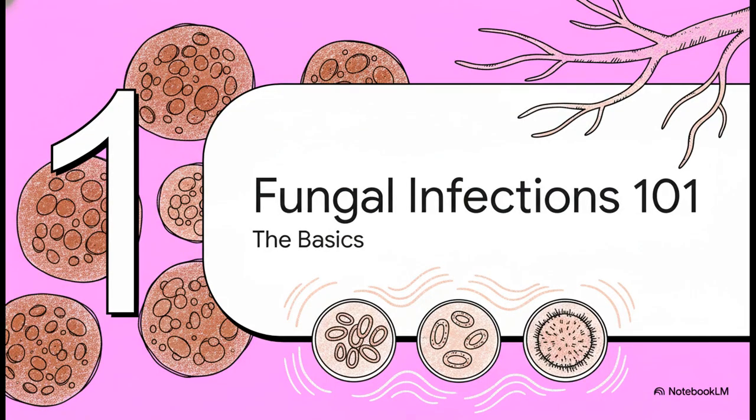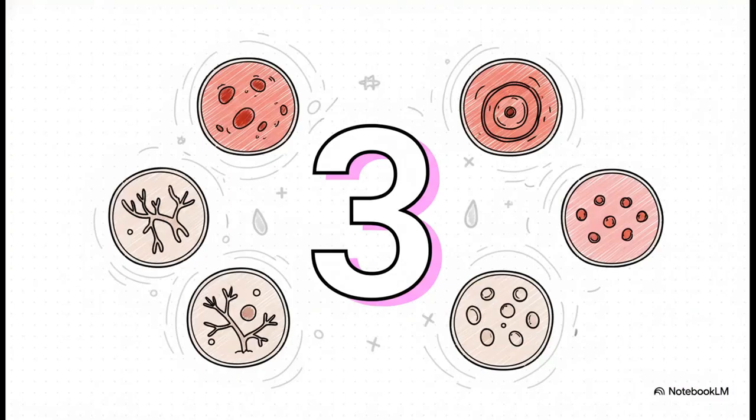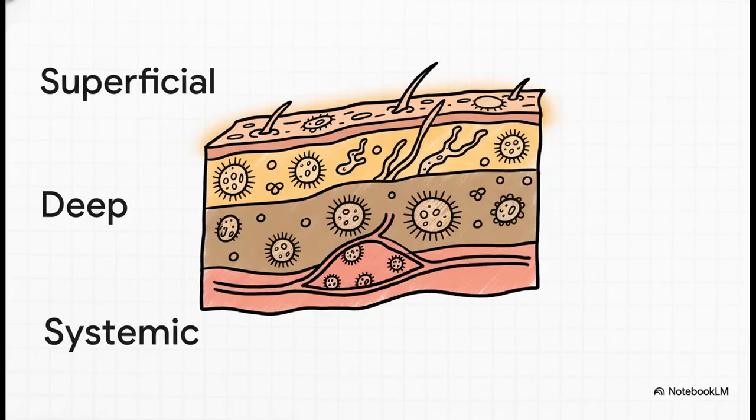All right, so to really get our heads around this, we're going to start with the absolute basics. In this first part, we'll break down the different categories of fungal skin infections. Think of it as mapping out the territory so we know what we're dealing with. Broadly speaking, they basically fall into three main camps. First, you've got your superficial infections. These just affect the outer layers of the skin, and they are by far the most common ones you'll come across. Then you have deep infections, which, as the name suggests, go a bit further in. And finally, systemic infections, which can actually spread throughout the body.